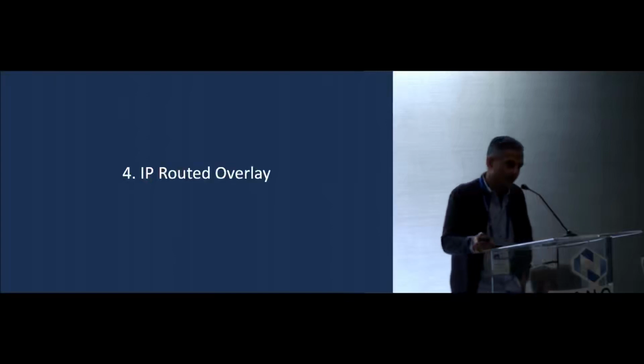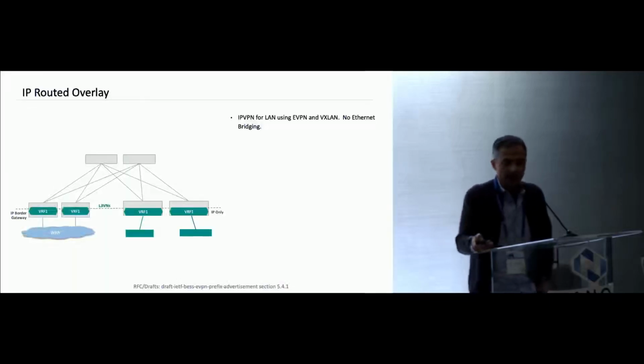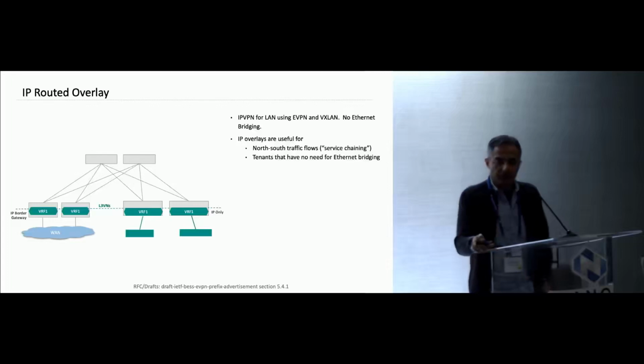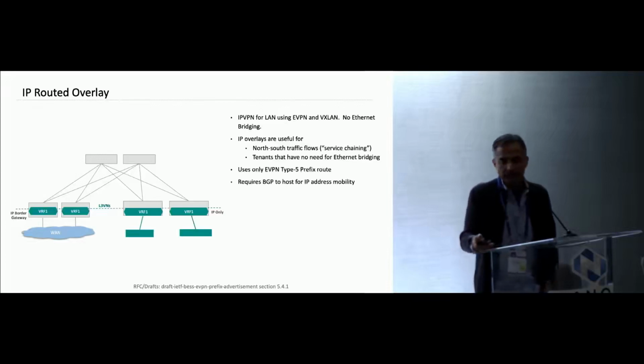All right, and the final overlay service type is the IP routed model. For those of you who know MPLS IP VPNs, it's basically the same thing, but it's using EVPN type 5 and VXLAN. So IP overlays are useful for north-south traffic flows, for service chaining, as well as for tenants that have no need for Ethernet bridging. Yeah, we spoke of that type 5 prefix route.